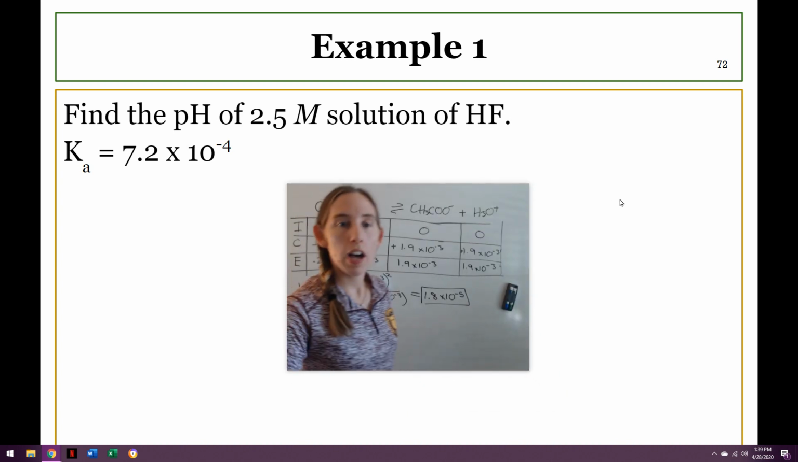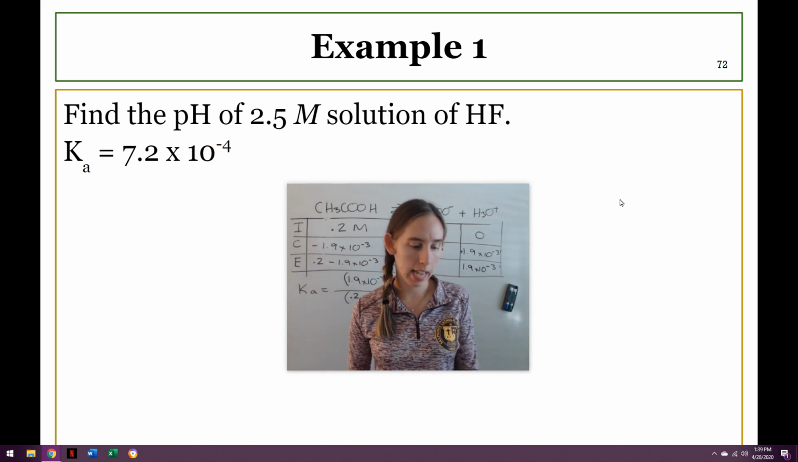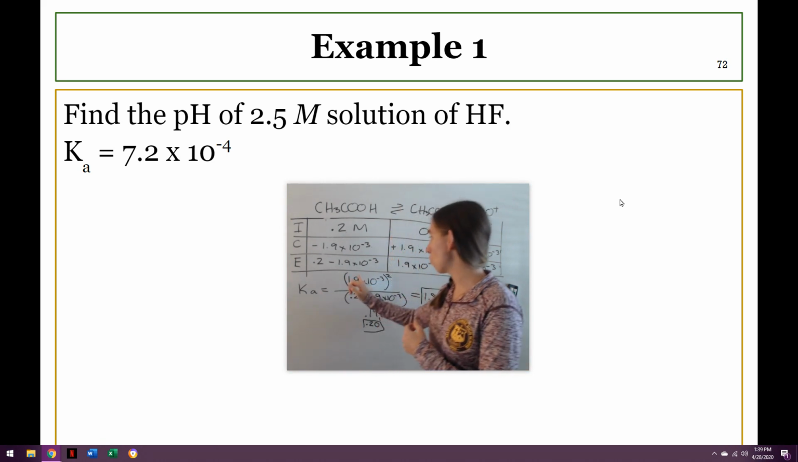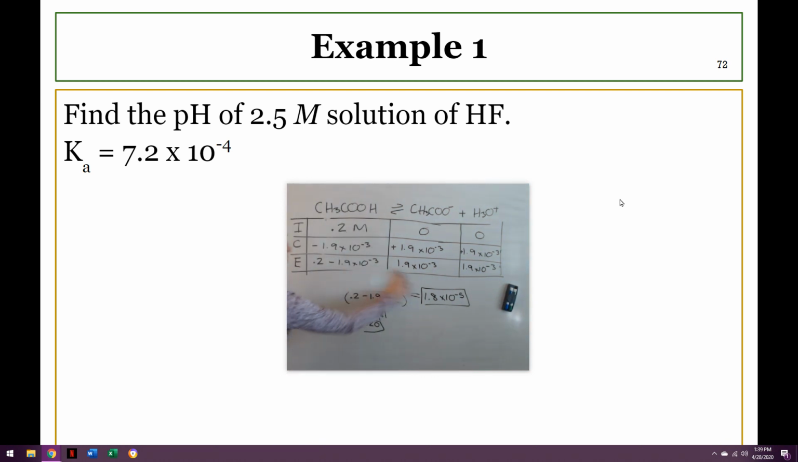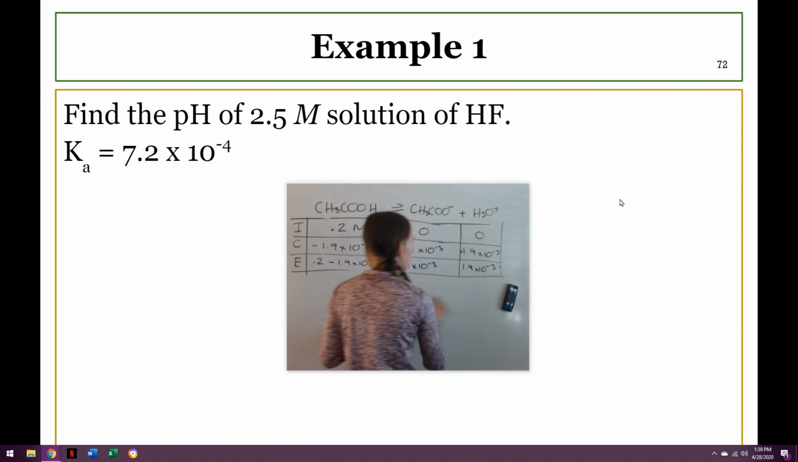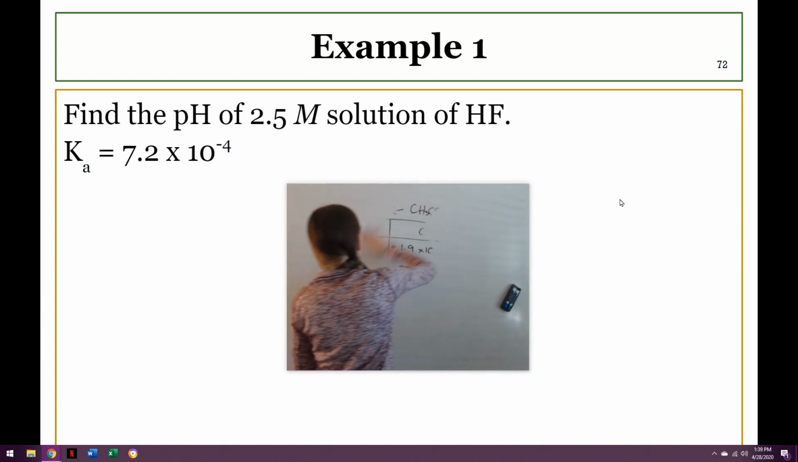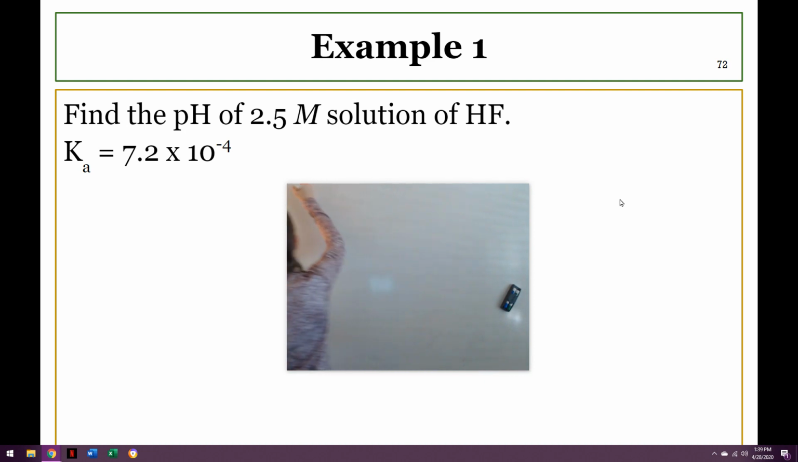So here it says, find the pH of a 2.5 molarity solution of HF, hydrofluoric acid, and it's giving us the Ka. So in order to find pH, we need H3O, right? Well, guess what? H3O is what x is equal to in our Ka equation. So that right there is a little bit of a roadmap for how we can start solving this. We're trying to find pH.